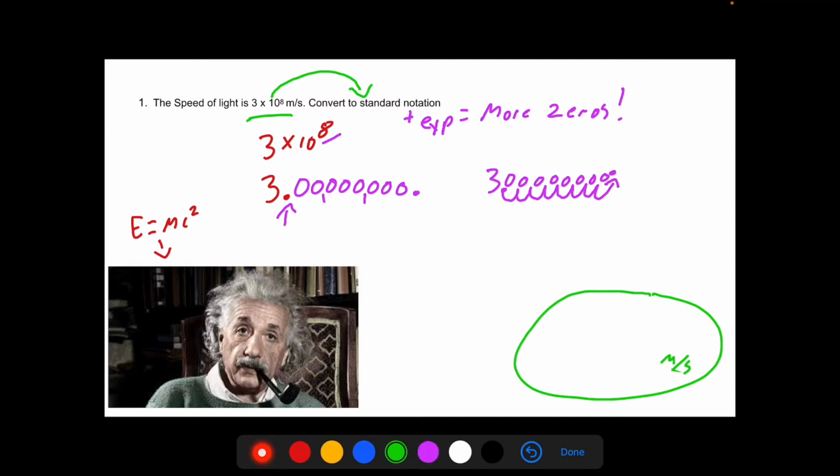My answer is going to be the number 3 with 8 zeros on it. So 1, 2, 3, 4, 5, 6, 7, 8. And I like to put my decimal place there just to hold it. Put a couple zeros after, and then I put my commas. 1, 2, 3, comma, 1, 2, 3, comma. So there we go. What is the speed of light? The speed of light is 300 million meters per second. Just insane amounts of velocity here.